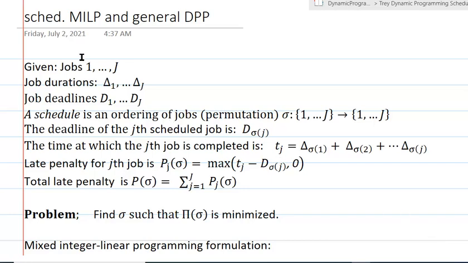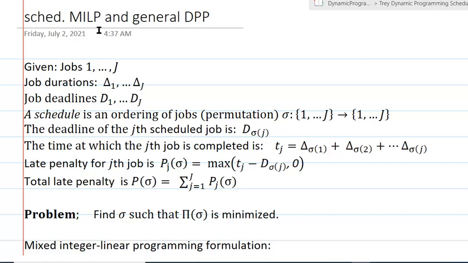Okay, let me lay out the scheduling problem and also the mixed integer linear programming formulation, which I believe is more efficient than dynamic programming. That's the first thing I'm going to do. The second thing I'm going to do is show the most general dynamic programming problem that can be solved. So these are the problems that dynamic programming can solve, but mixed integer linear programming cannot solve. So the big question is, are these additional problems practical and important to solve? And if so, then dynamic programming is worth looking into.